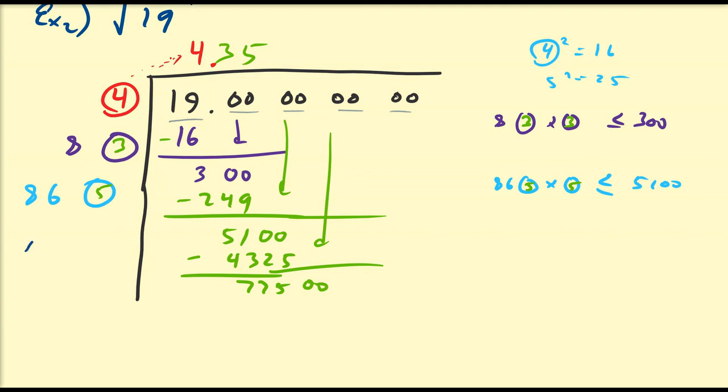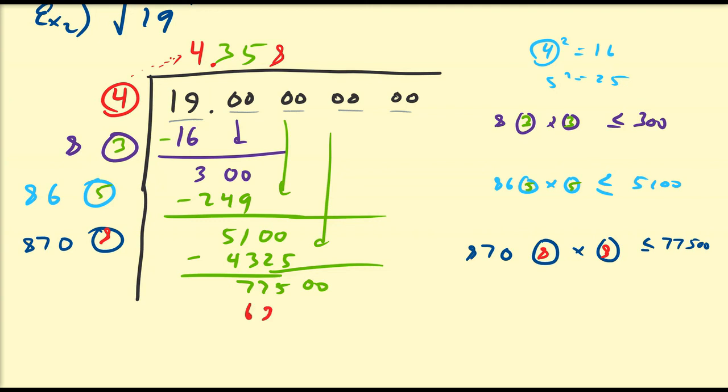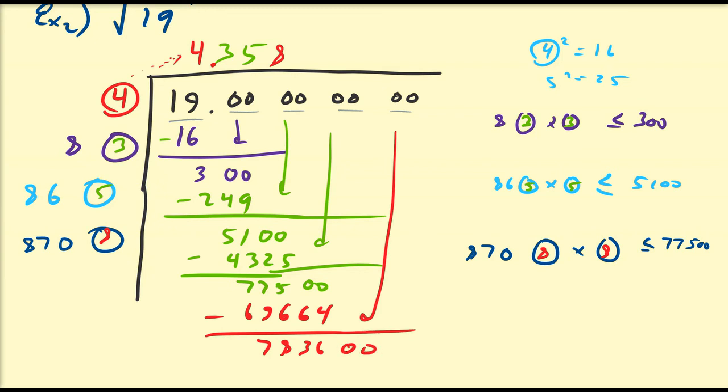865 plus its first digit is going to be 870, and then we're going to be looking for our next digit of this pattern. So we're going to have 870 digit times that digit must be less than or equal to 77,500. And again, one can find that that number, in this case, is 8. Right? So 8,708 times 8, you can find to be equal to 69,664 with a difference of 7,836. And as usual, we bring down our last set of digits.